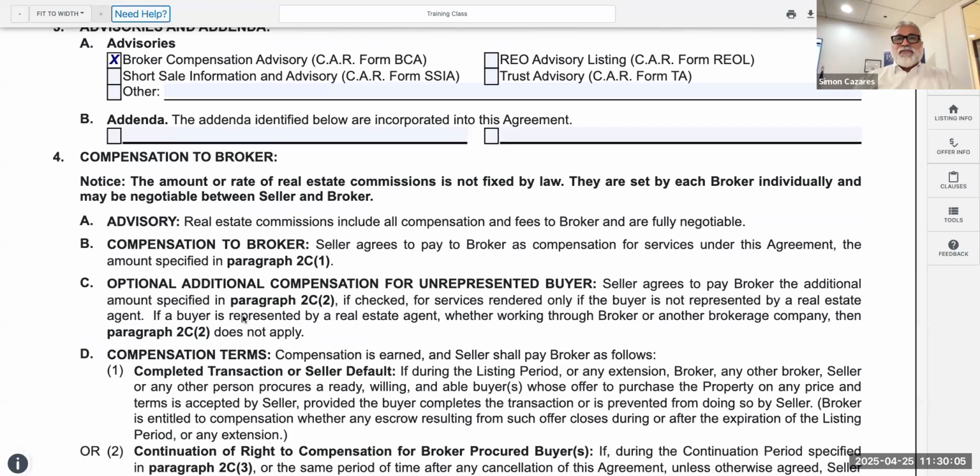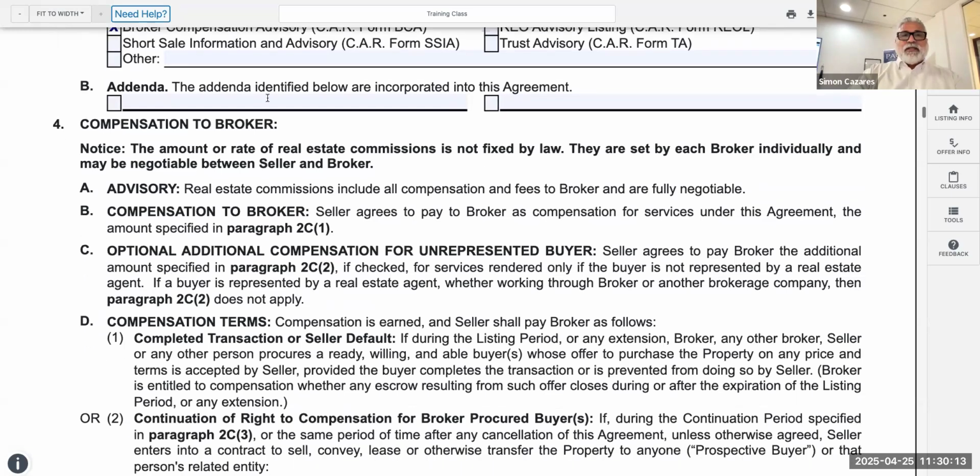Again, very few and far between are we seeing short sales and real estate owned. But if it's a trust advisory, then yeah, you would check trust advisory. And then the addenda identified below are incorporated in this agreement. So this is any additional stuff that you want to attach.